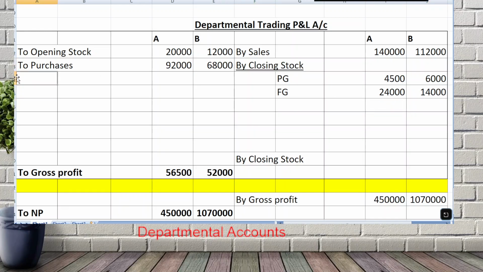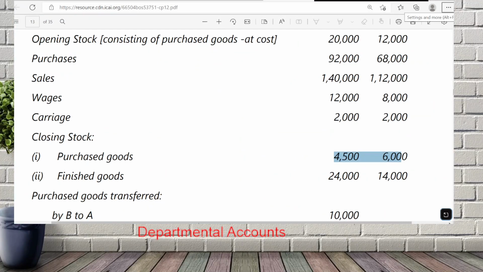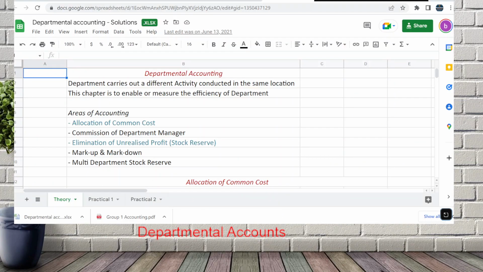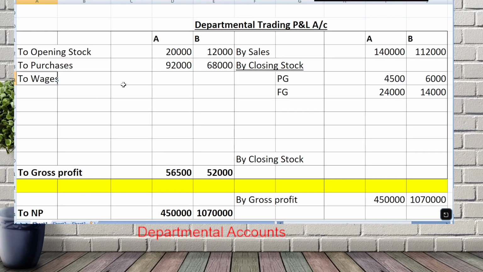Any direct expenses given? Wages: how much have we been given? 12,000 and 8,000. Then carriage: how much? 2,000.